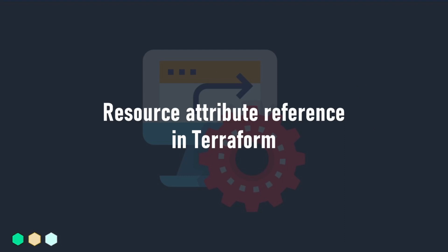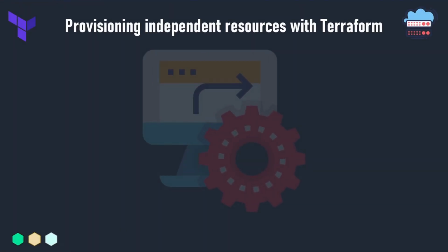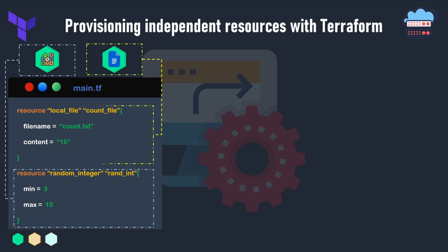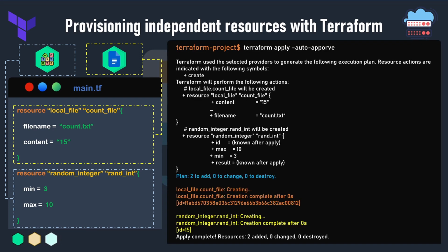We will talk in this lecture about resource dependencies in Terraform. We have seen until now how to create resources with Terraform without any dependencies between them, which rarely happens in real-world resource provisioning solutions. Here, for example, we have a configuration file for creating two resources, a random integer and a local file. The two resources are independent of each other. That's why they can be created in any order when running the Terraform apply command.